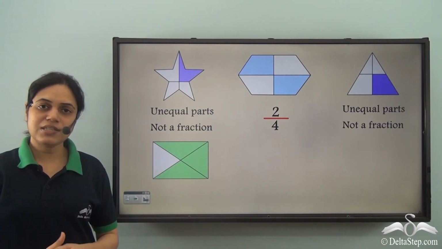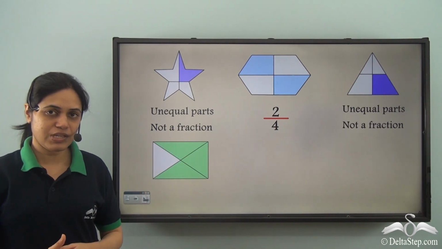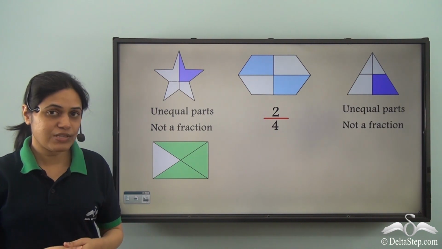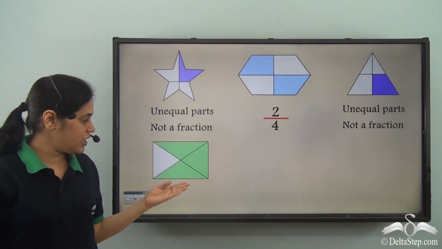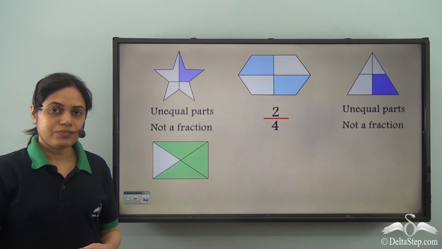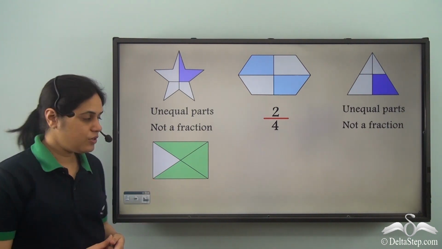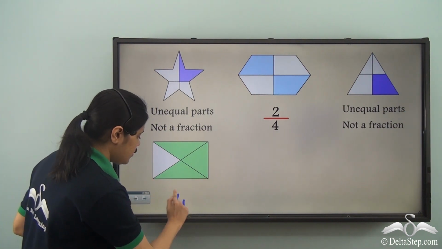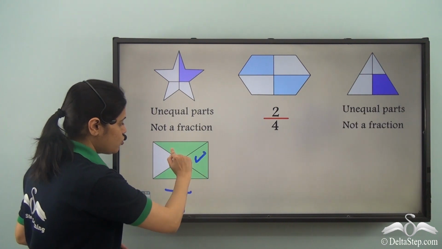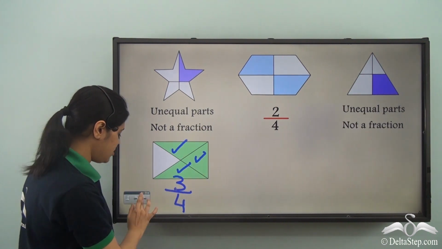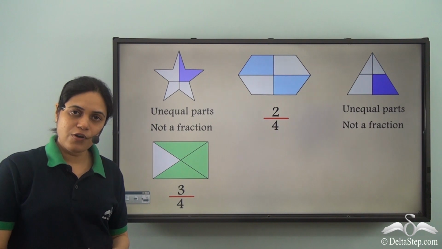So now can you answer this? Can you represent the colored portion using a fraction? So how many parts are here? 4 parts. And there are 1, 2, 3 colored portions. So 3 by 4.